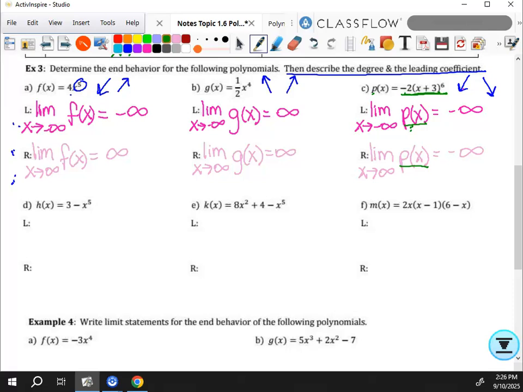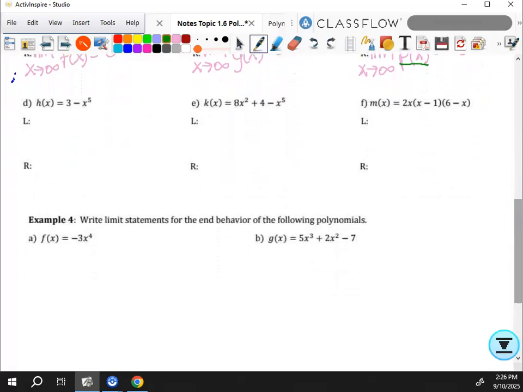All right. So D, E, and F, we're not going to write all that out for all of them. Let's just talk about our arrows. On D, right-hand side, which way is it going? Down. Right. Left, diagonal. All right, this is my leading term, right? Is my leading term positive or negative? Negative. The right side goes down.